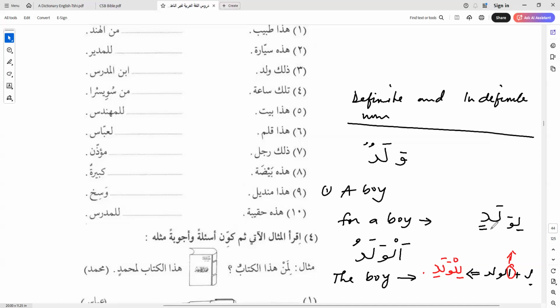Remember, we have double kasra when the noun is indefinite, and then we have single kasra when the noun is definite. So this is what you need to know about the joining of li and anything regarding li. So let's look at the exercises, or what we need to do in this book.